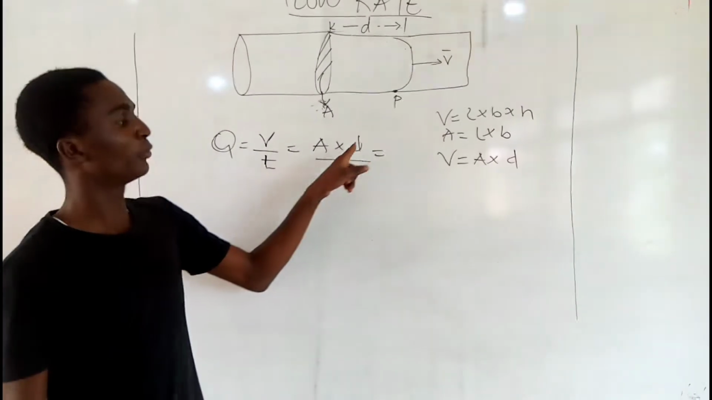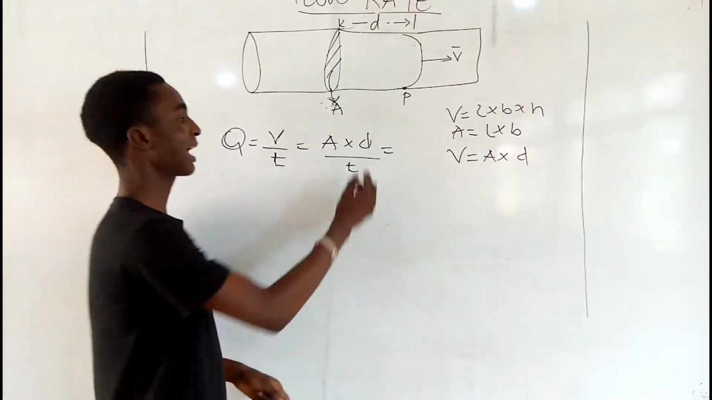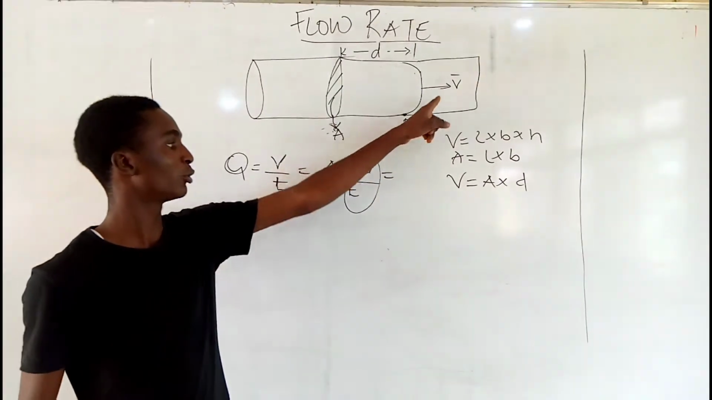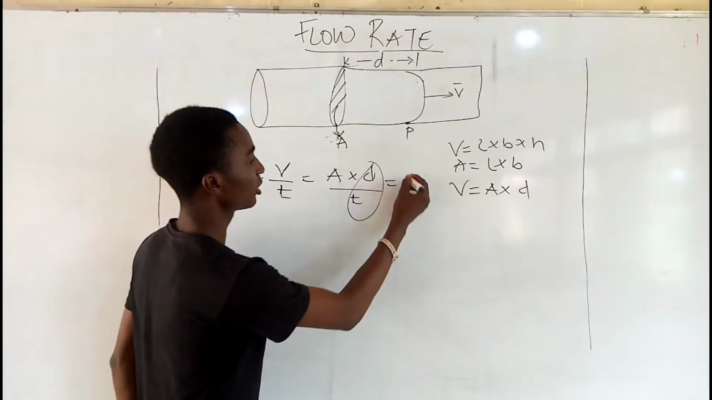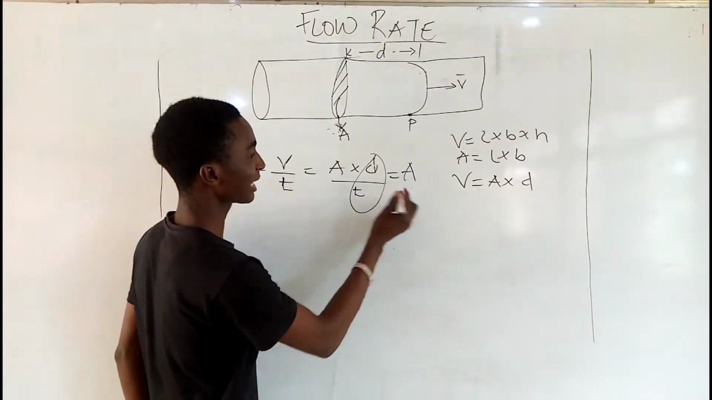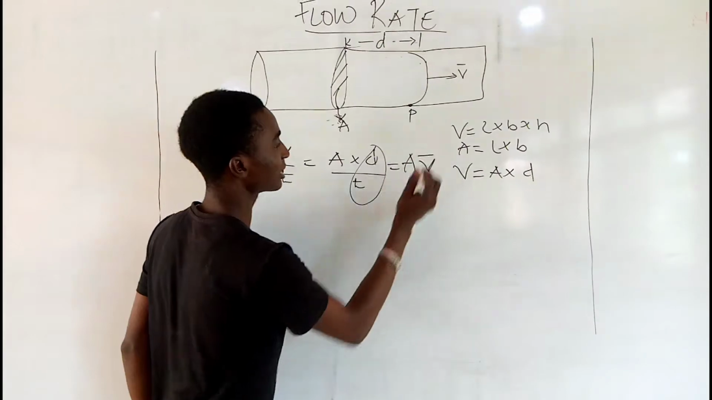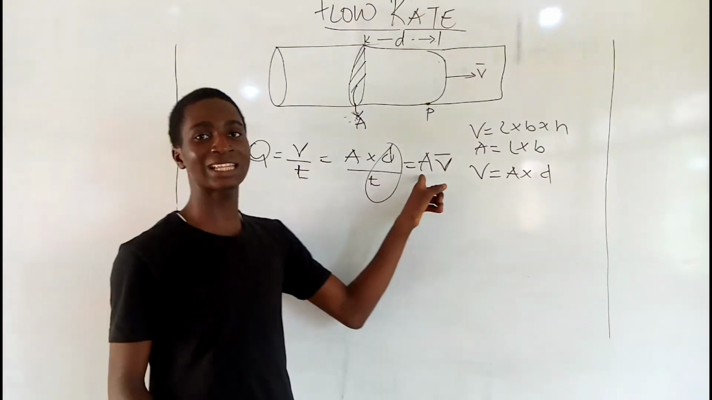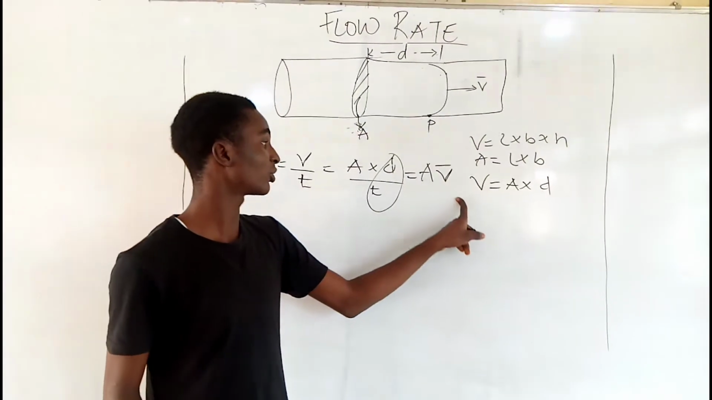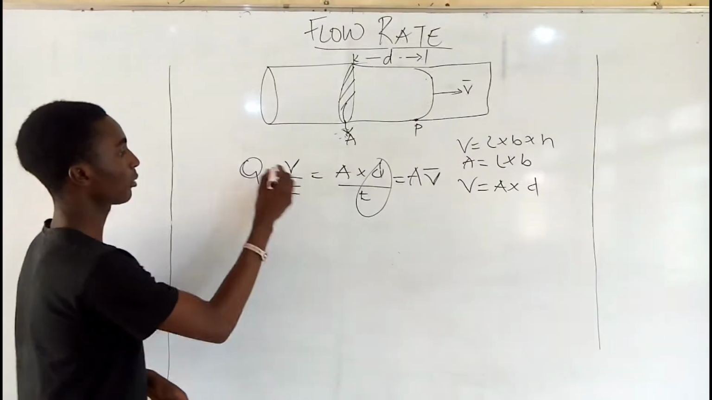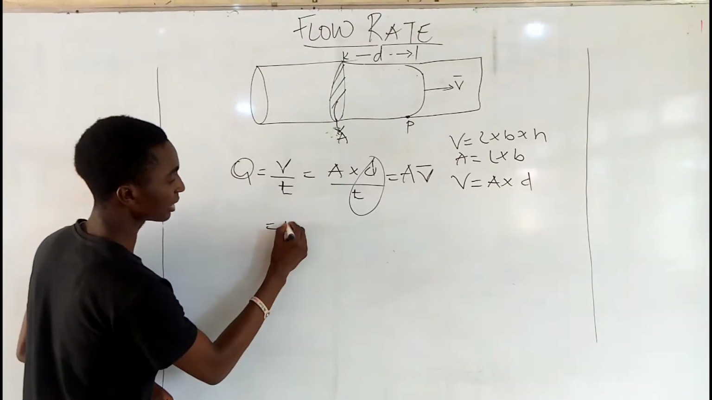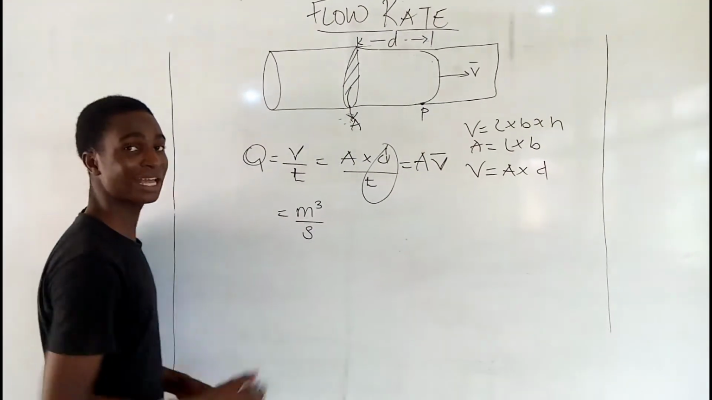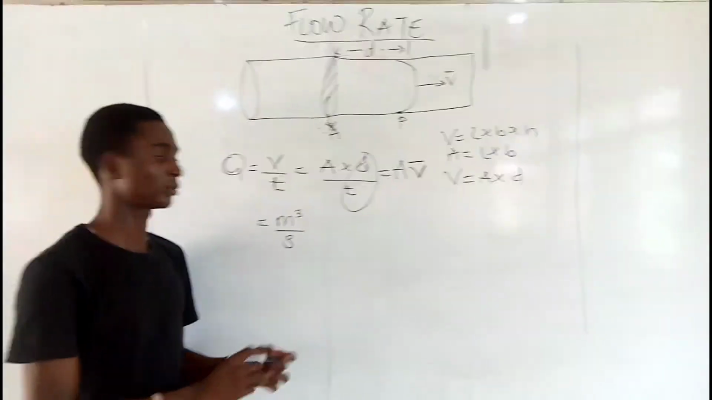So also we know that distance over time is known as speed. Here we denote it as the average velocity. So area times distance over time is area times the average velocity. So flow rate can also be termed as area times average velocity, and the unit of flow rate: volume is in meter cubed and time is in seconds, so it is meter cubed per second.